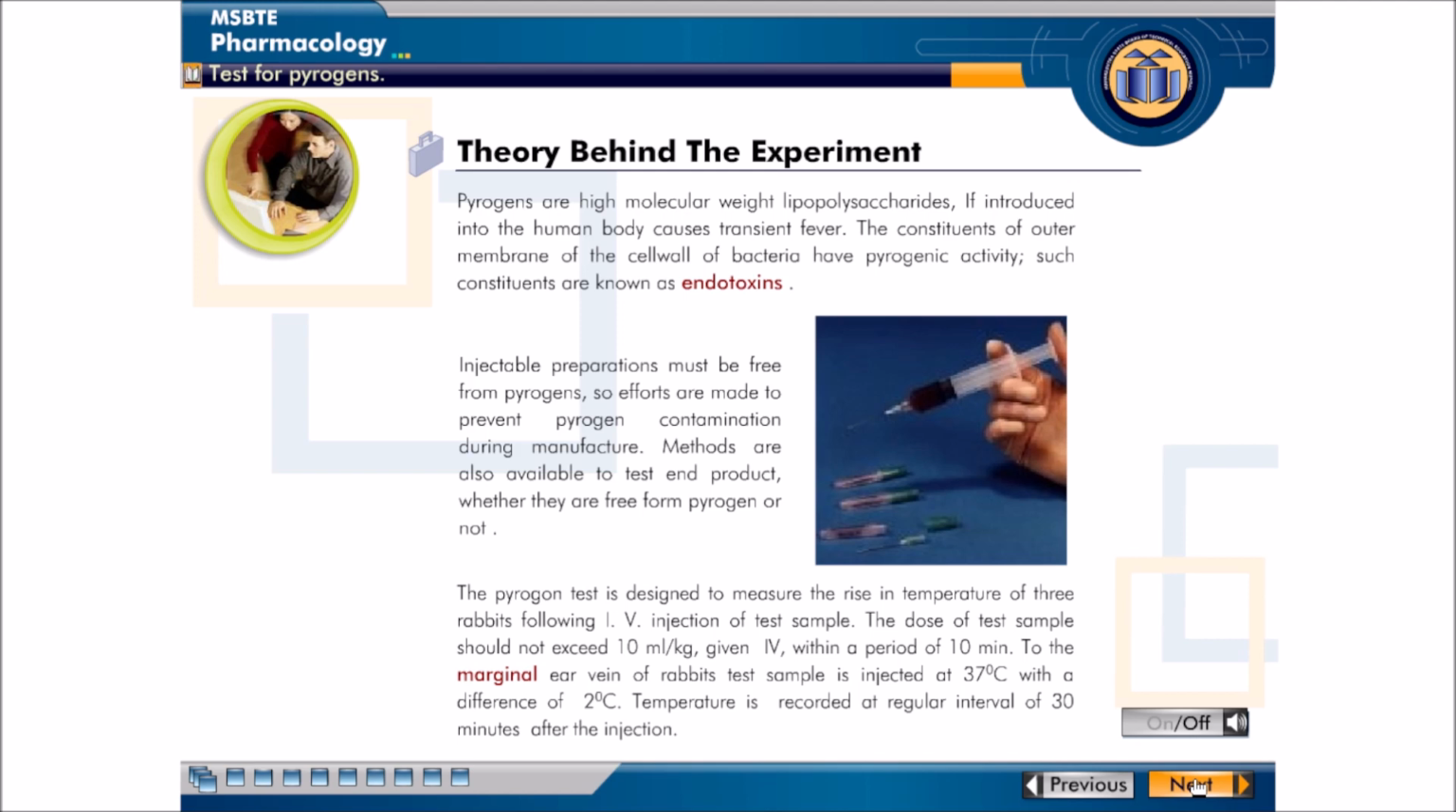The Pyrogen Test is designed to measure the rise in temperature of 3 rabbits following the intravenous injection of test sample. The dose of test sample should not exceed 10 ml per kg given intravenously within a period of 10 minutes. To the marginal ear vein of rabbits, test sample is injected at 37 degrees Celsius with a difference of 2 degrees Celsius. Temperature is recorded at regular intervals of 30 minutes after the injection.